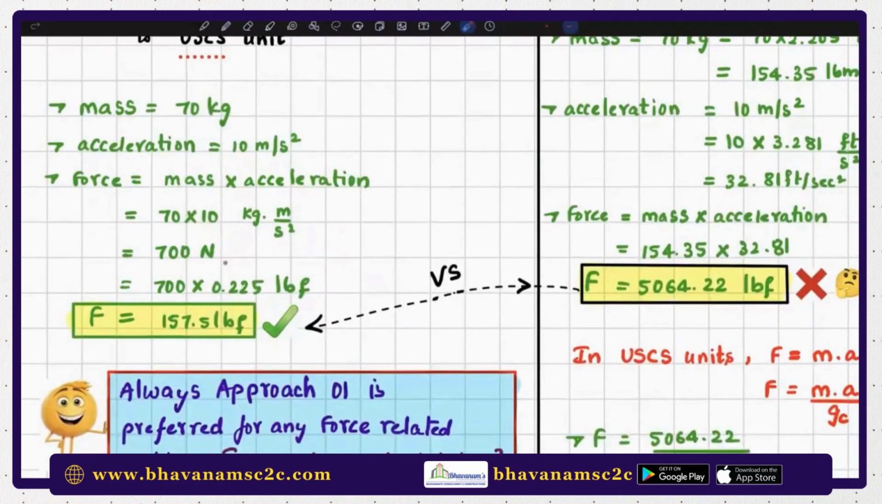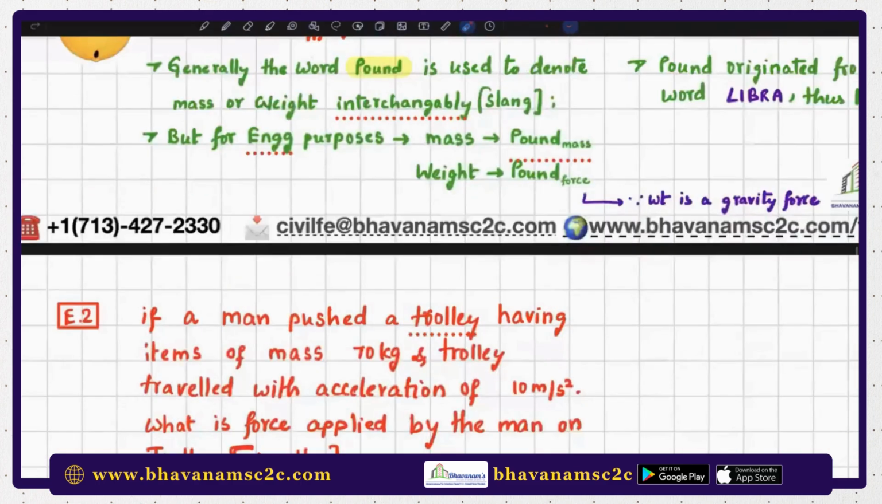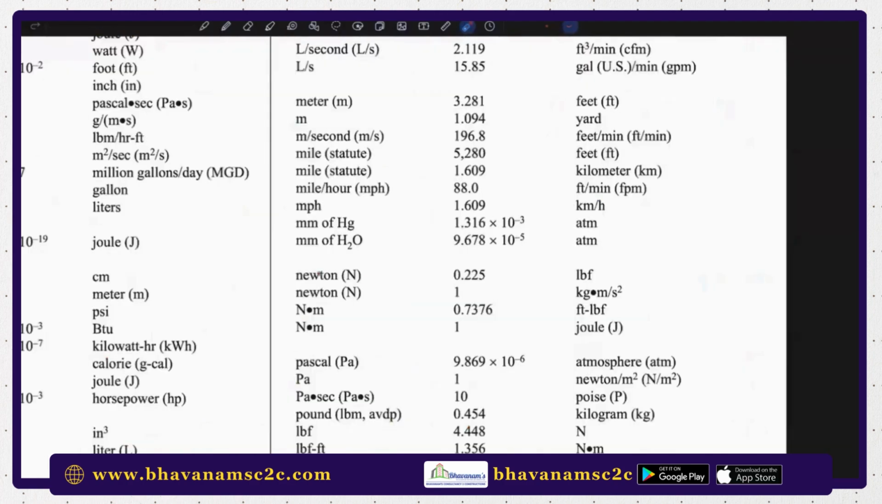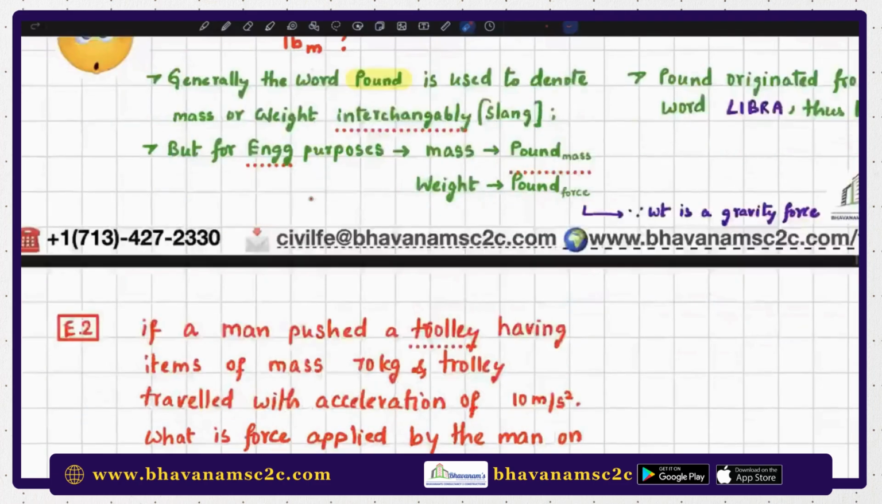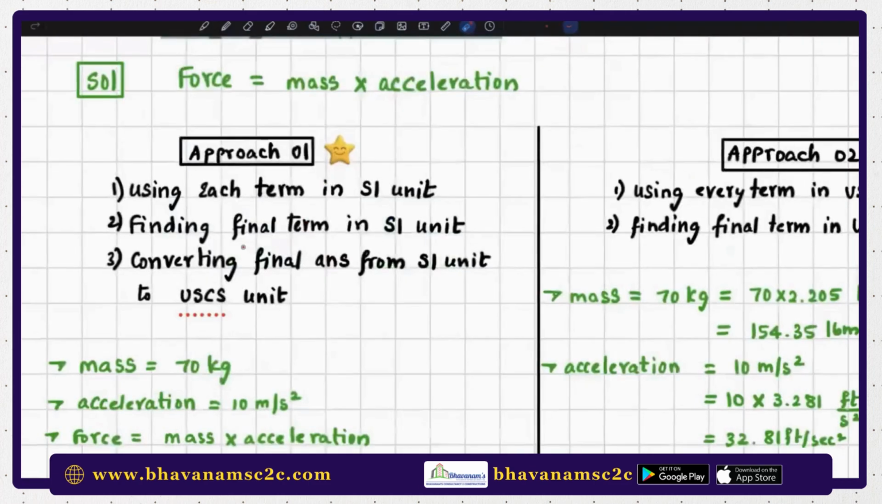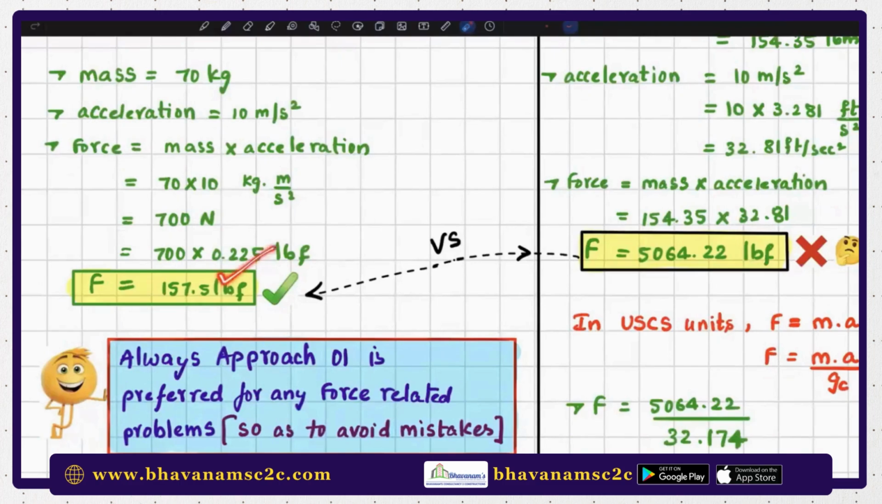Now, in the previous example, I have shown you how to convert 1 Newton to pound force in the handbook. If you want, I will go to the handbook again. To convert the Newton, multiply by the factor 0.225. Whether to divide or multiply, they have given a hint here. Multiply, don't divide. So multiply by it, and you will get the force in pound force. So this is approach one.